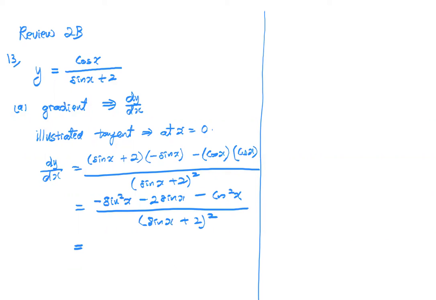So this is equal to this one and this one make up negative 1, correct? Because sin square plus cos square is 1. So I got negative 1 minus 2 sin x over sin x plus 2 squared.